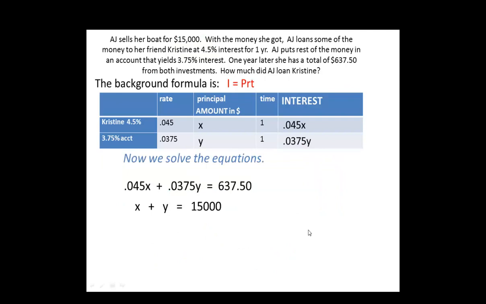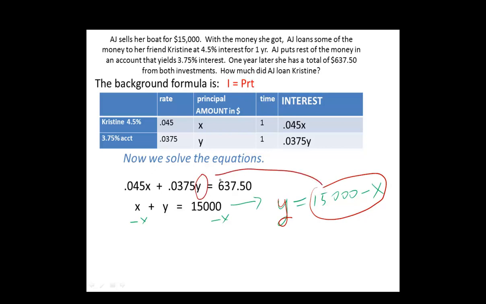Now we need to solve these equations. There's more than one way to do it, but I'm going to take this one. I'm actually going to subtract x from both sides. That's going to give me y equals 15,000 minus x. We can use this expression, which is equal to y, and we can replace the y in the first equation with our expression 15,000 minus x. That's solving the two equations by substitution.